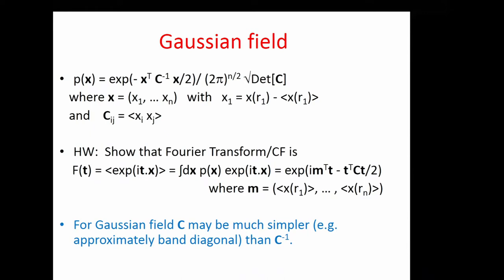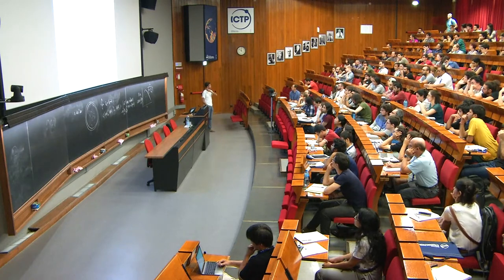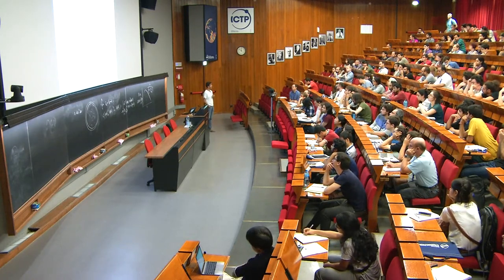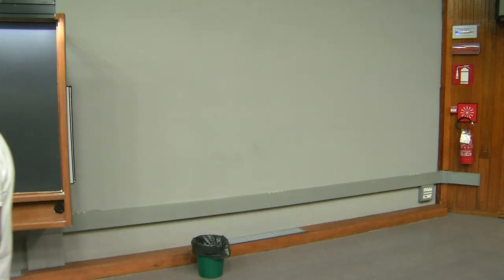Okay. Let me skip that thing. So now that was multivariate Gaussian. So now let's do what's a Gaussian random field.